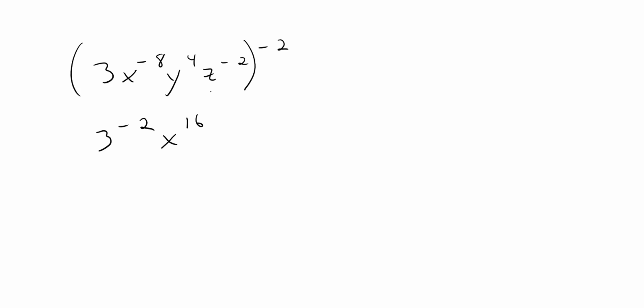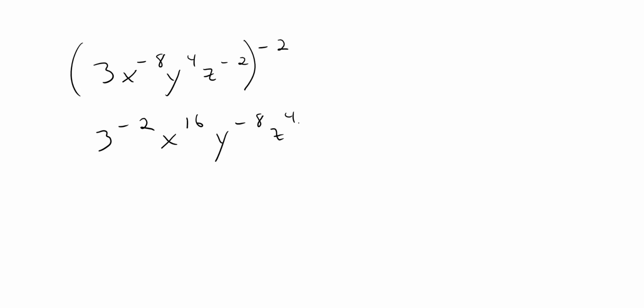Not really too much crazier, but just the same idea. So it's 3x to the negative 8th, y to the 4th, z to the negative 2, raised to the negative 2 power. Okay, let's distribute that negative 2 power. So it's 3 to the negative 2. X to the negative 8 times negative 2 is 16. Y to the 4 times negative 2 is negative 8. And z to the negative 2 times negative 2 is positive 4.